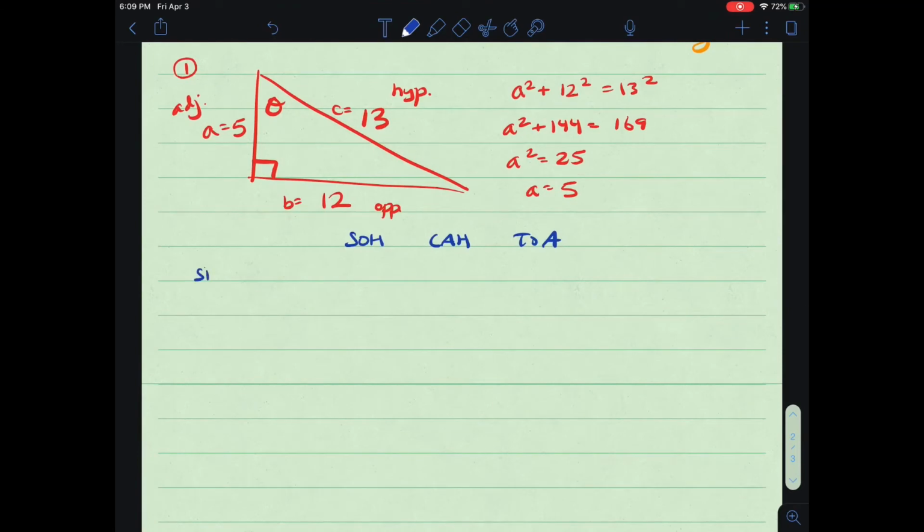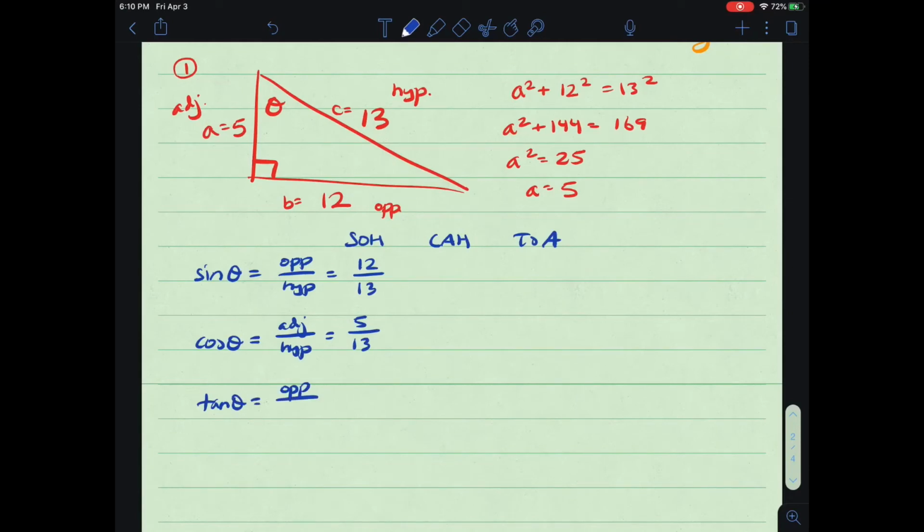And so now we're going to go and first find sine of theta. So sine of theta would be opposite over hypotenuse, right? That would be 12 over 13. Cosine of theta would be defined as the adjacent over the hypotenuse, which would just be 5 over 13. And then tangent of theta would be opposite over adjacent, and that would be 12 over 5. And these are the first three trig functions.